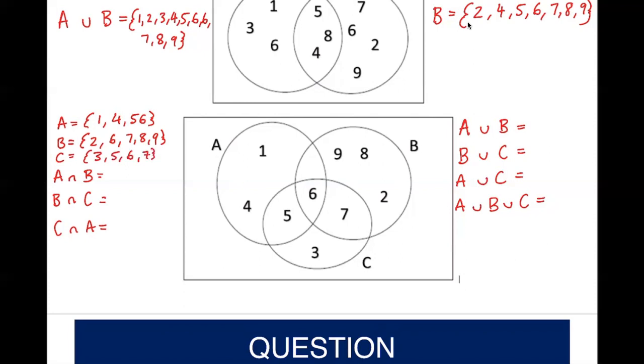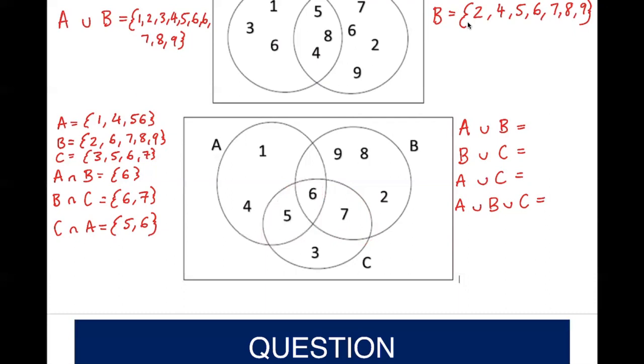Now, what's in the intersection between A and B? It's 6. And it's okay just to have one number in there. B intersection C. Well, that's interesting because that is actually both of these. So we're going to put in here 6 and 7 as the two elements. And then we've got C intersection A. That's this bit here. So we've got 5 and 6.